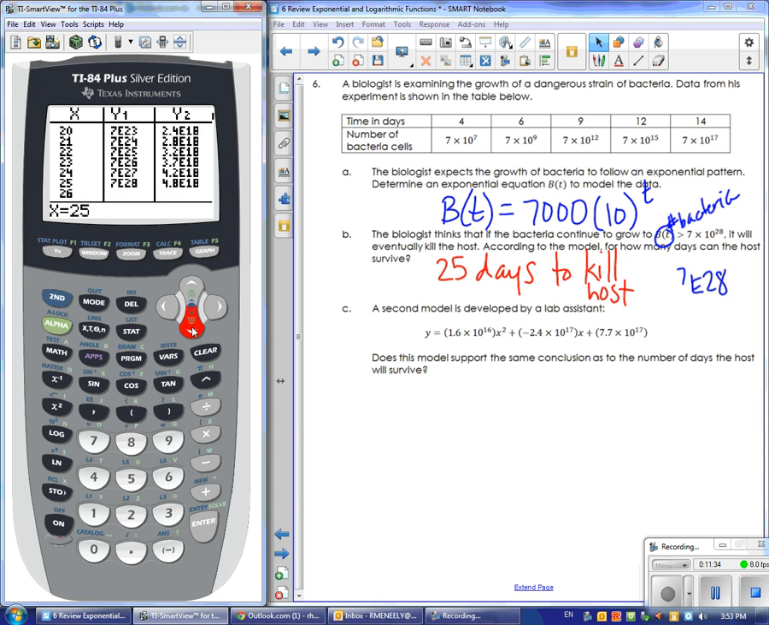And if I keep scrolling down, I can see that it takes quite some time for that number to increase. And so, I mean, now we're at 45 days, and I'm still looking at times 10 to the 19th power. So according to the lab assistant's model, the host can continue to live well beyond 25 days, and that's what I'd want to put.